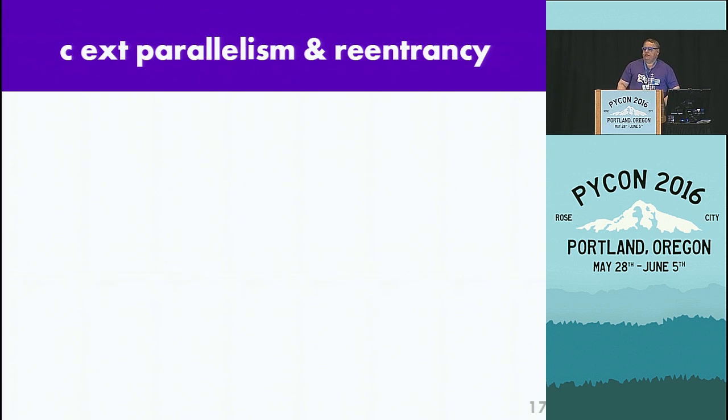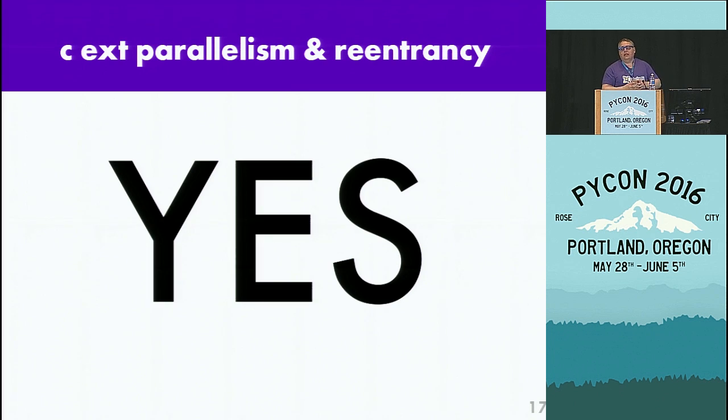C extension parallelism and reentrancy, there's really no way around it. We're going to break code, and it's kind of the point to change the interpreter, and C extensions are going to break when they first try to run under the Gilectomy.